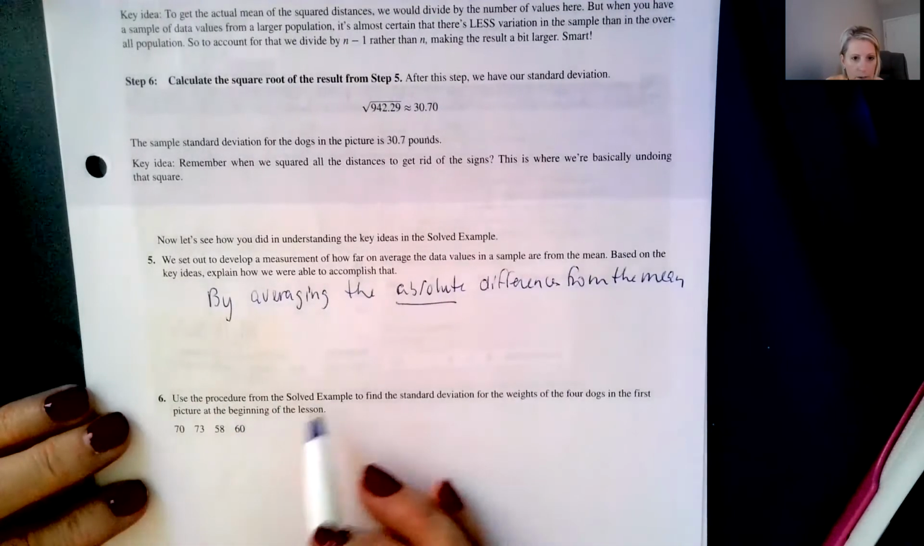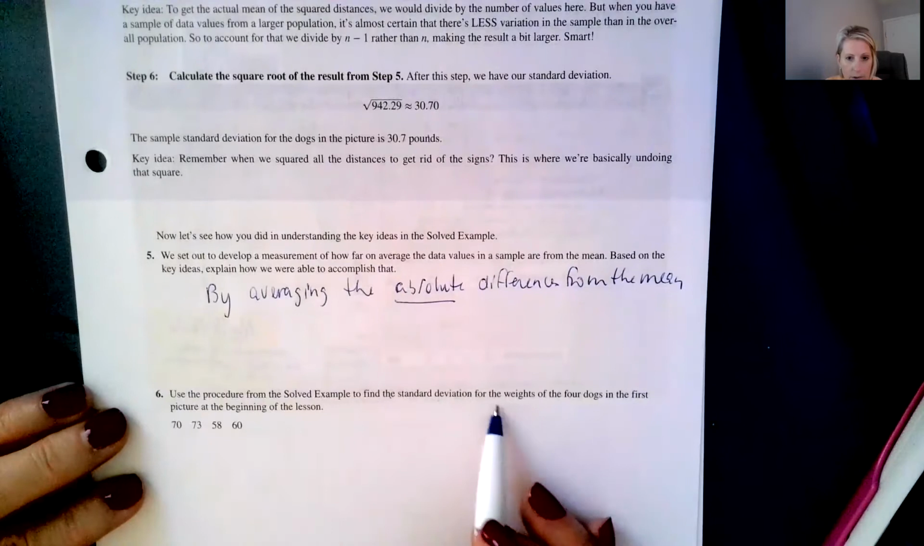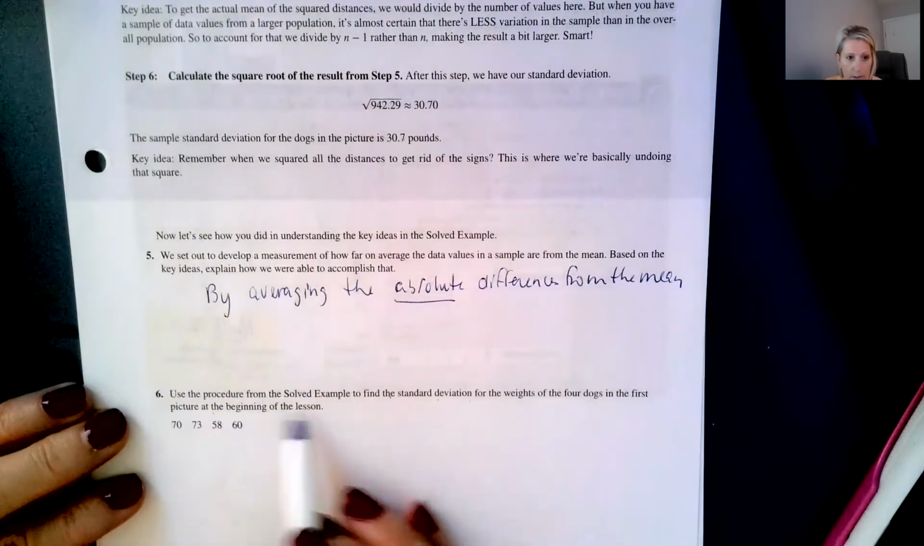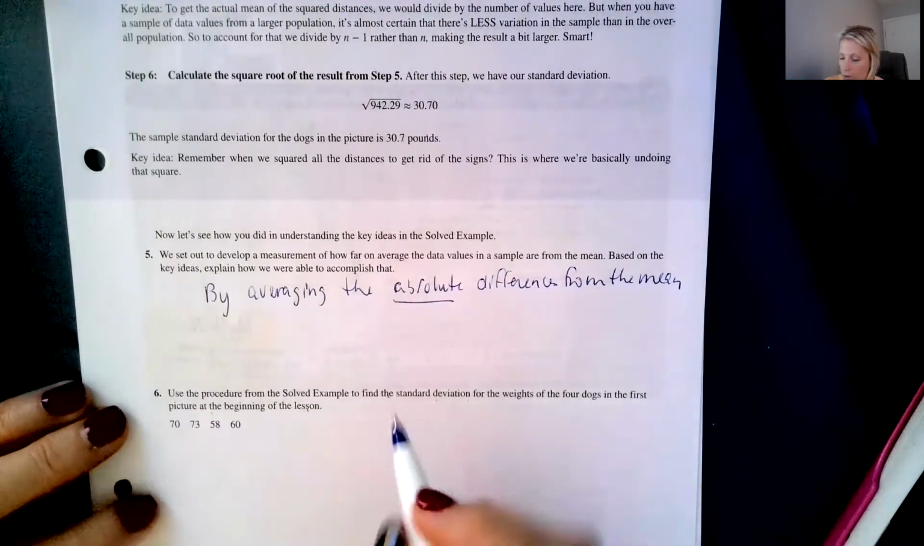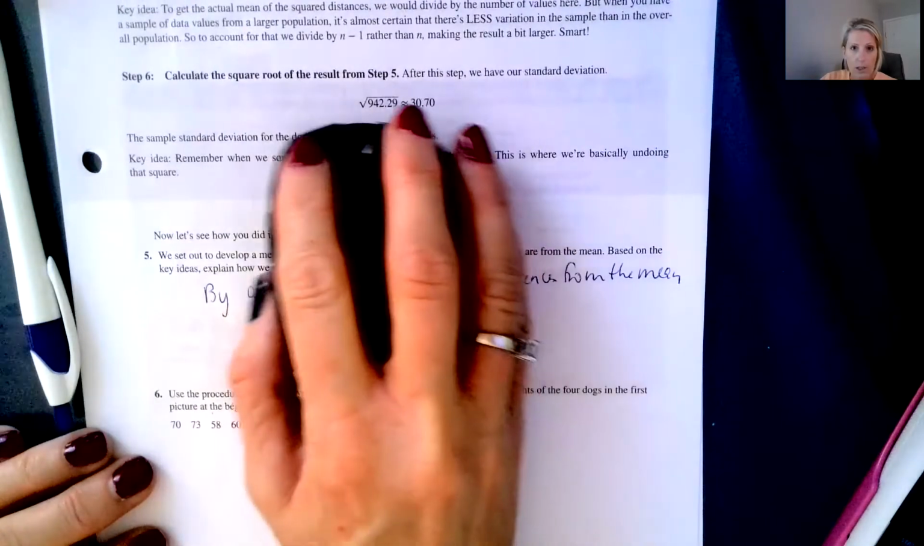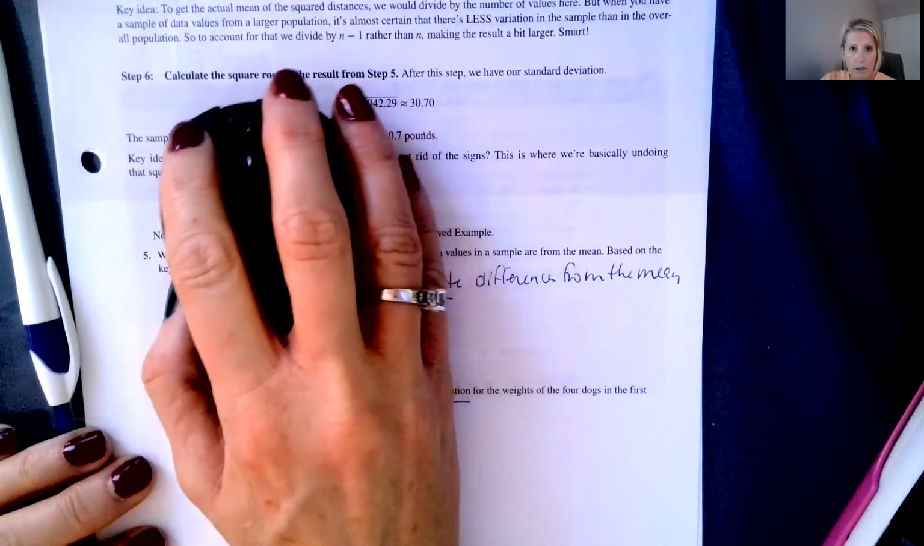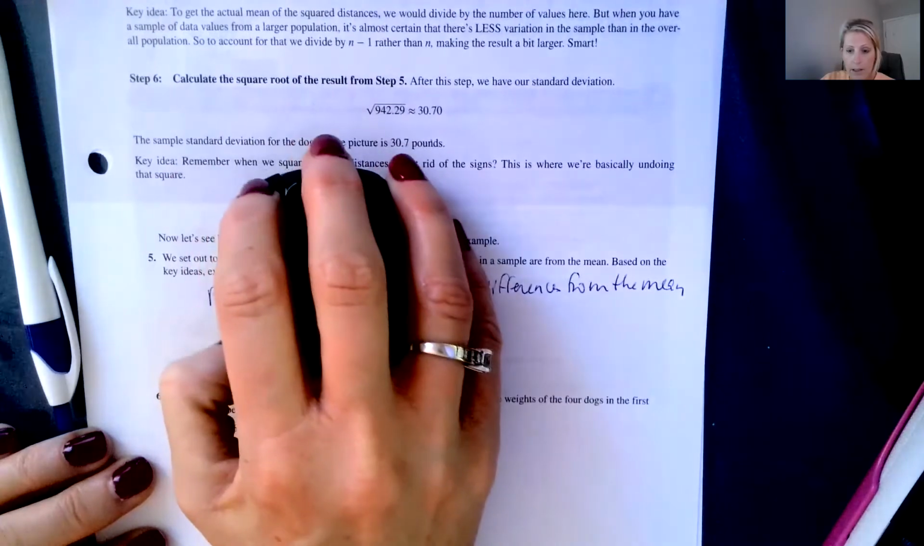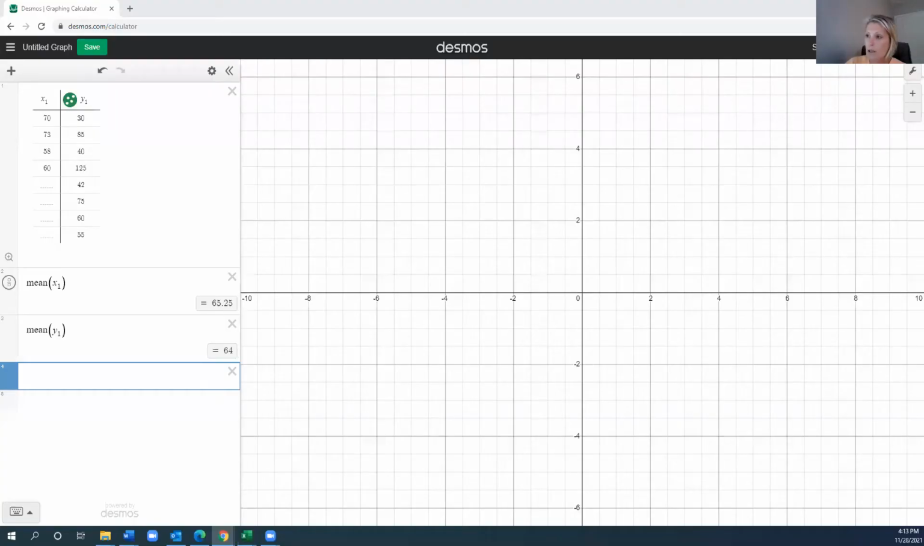Okay, use the procedure from the solved example to find the standard deviation for the weights of the 4 dogs in the first picture at the beginning. So we're going to find the standard deviation. We're going to use Desmos, okay? So we're going to go to Desmos, and we're not going to do this by hand. Our 4 dogs are in X1. So we are going to say STDEV, and then in parentheses, X1.